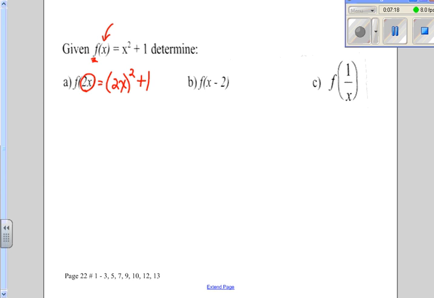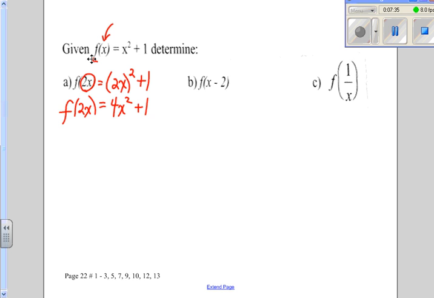Notice I really love brackets. I always use brackets. Equals 2x squared means 2x times 2x, so we have a 4x squared plus 1. f at 2x equals 4x squared plus 1.